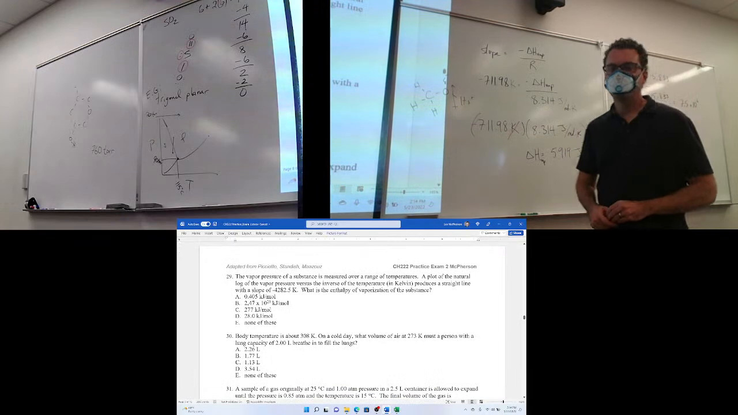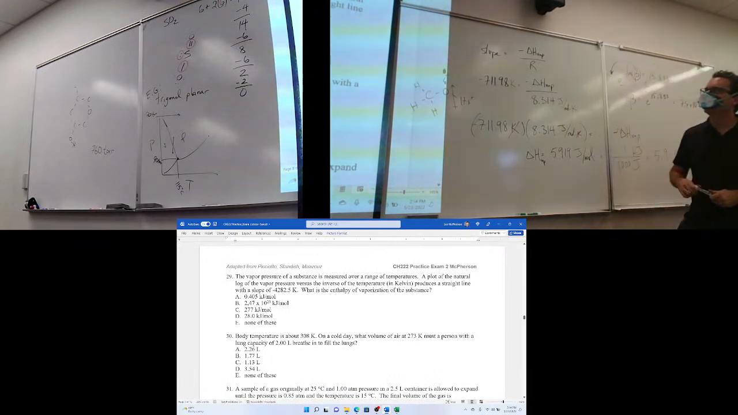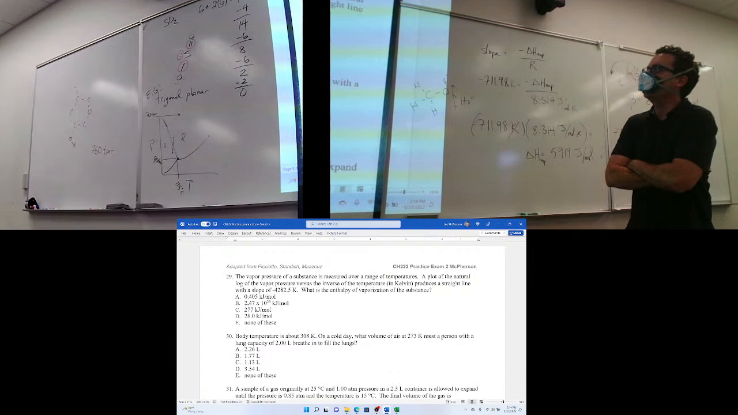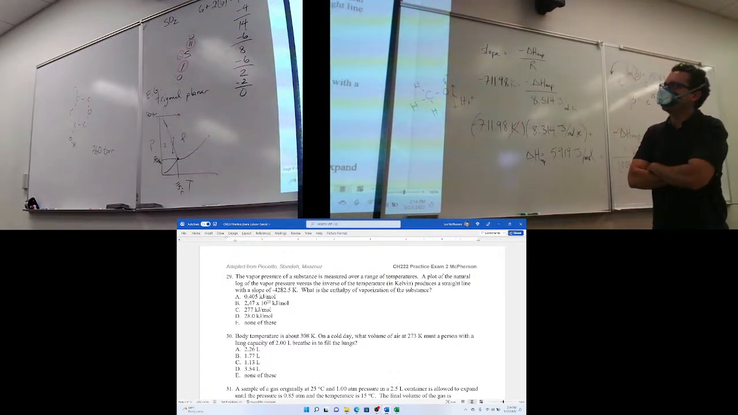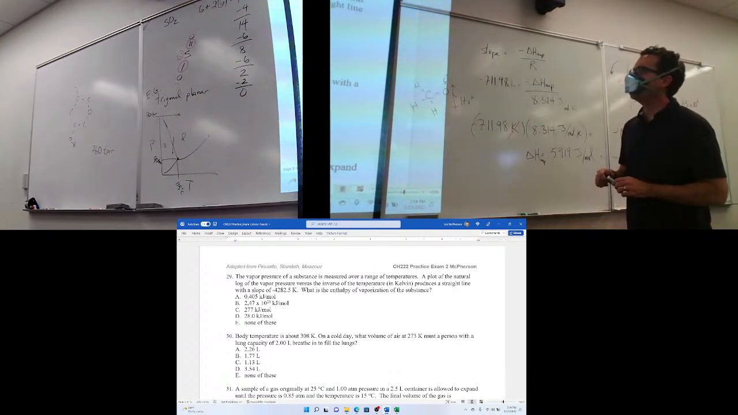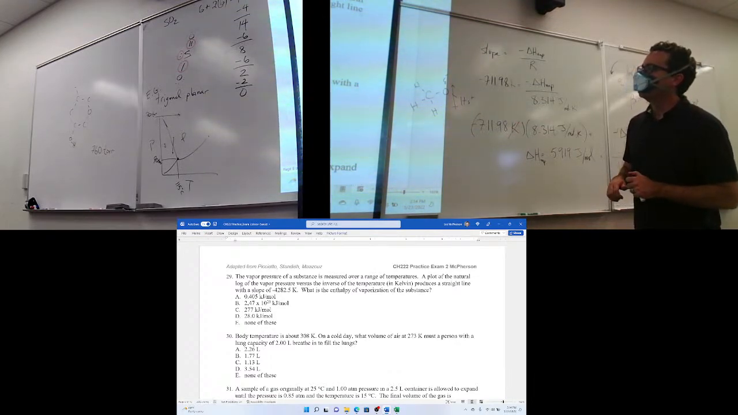Oh, here we go. Clapeyron. The vapor pressure of a substance is measured over a range of temperatures. A plot of the natural log of vapor pressure versus the inverse of the temperature, 1 over T, produces a straight line with a slope of minus 4282.5 Kelvin. What is the enthalpy of vaporization of the substance?